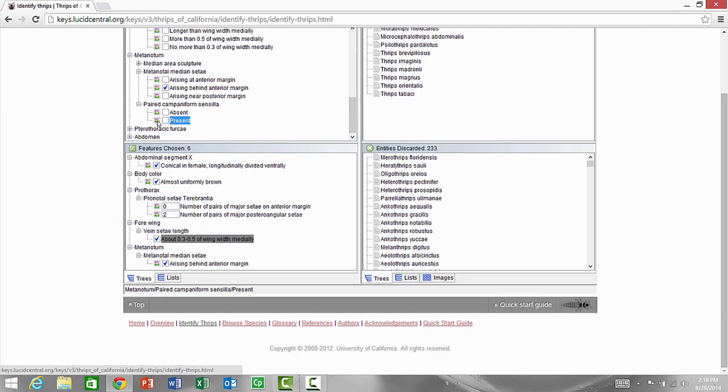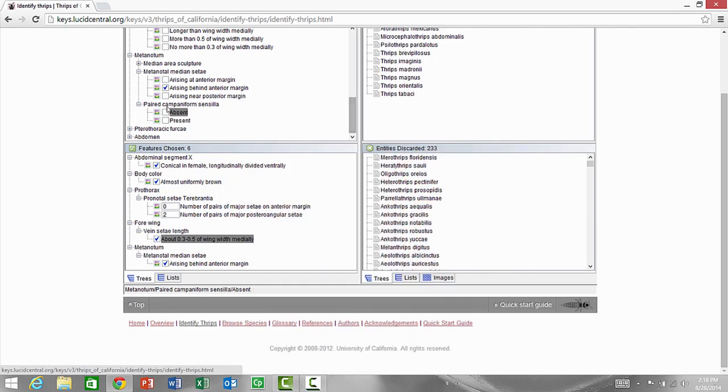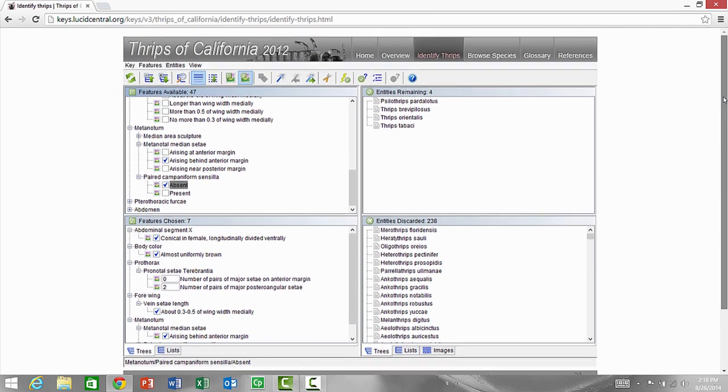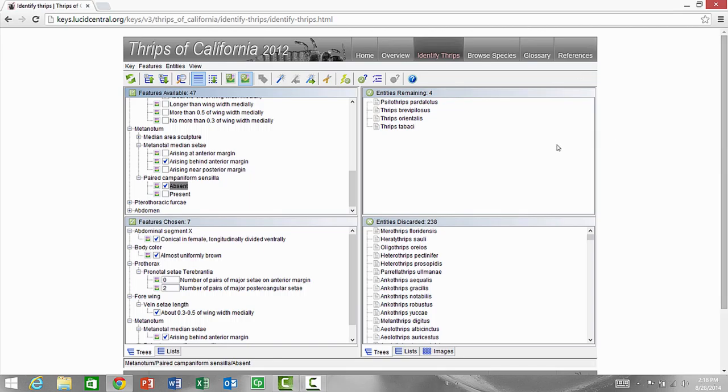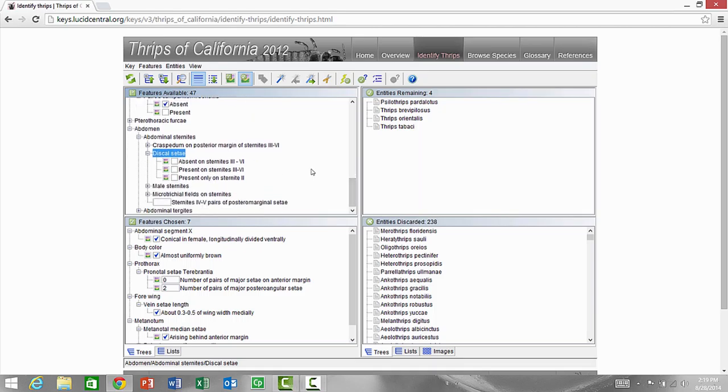We can also click on the image where they are absent, and you can see in this case that we don't see them. So we seem to have our own specimen in focus here, and it's quite clear that they're not present. So we're going to choose absent. We're down to 4 species.